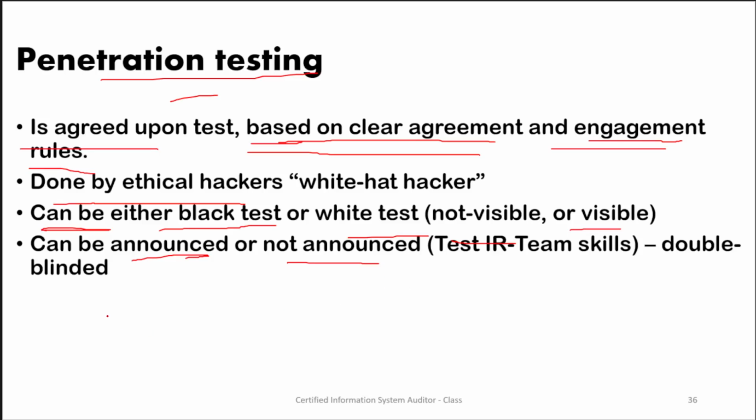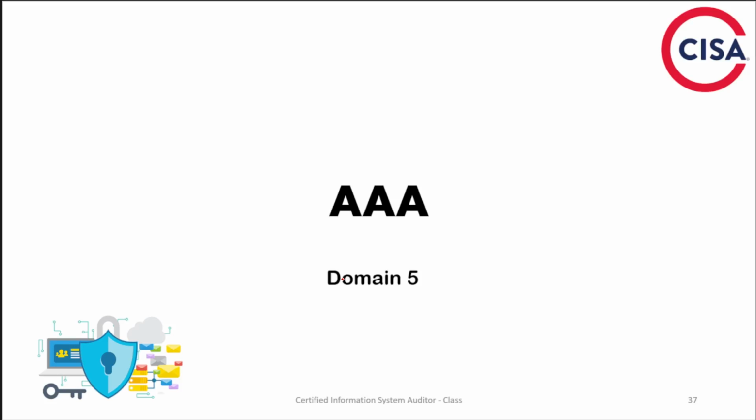For example, we can agree with the penetration tester to conduct the test without informing the SOC team and the incident response team. In this case, we are not only evaluating the security level of our system, but also evaluating the readiness of the monitoring team in our organization. This kind of attack is called double-blind, which means nobody knows, only management or only the IT team knows about this attack. And that concludes the part on logical security, and then we will discuss the concept of AAA. We are working on a great base in this domain.